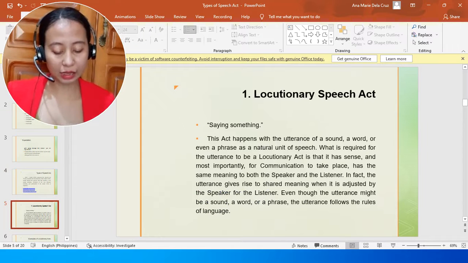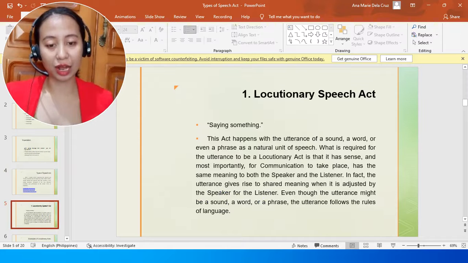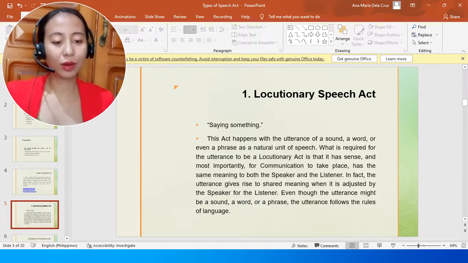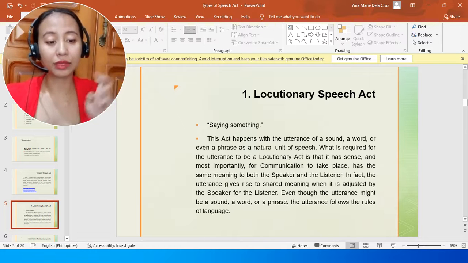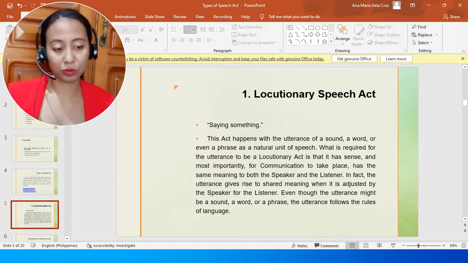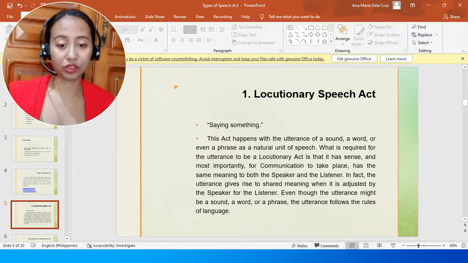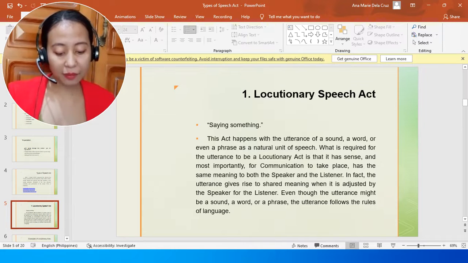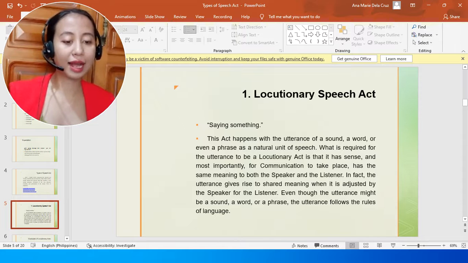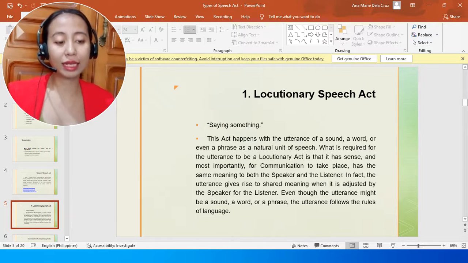First, we will discuss locutionary speech act, the first type of speech act. This is what we call saying something. This act happens with the utterance of a sound, a word, or even a phrase as a natural unit of speech. But there is always a meaning, okay? This is an act of producing sound, but with a meaning. What is required for the utterance to be a locutionary act is that it has sense. Okay? There is a meaning, there is a sense.